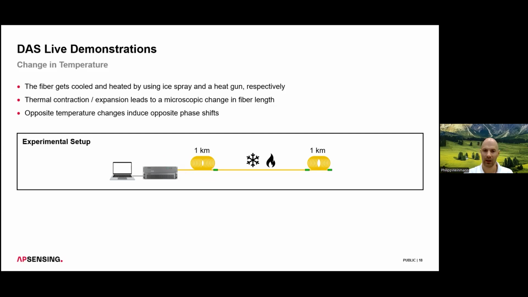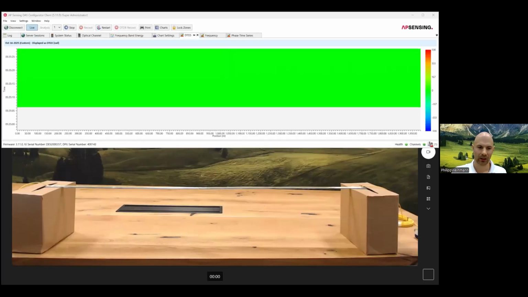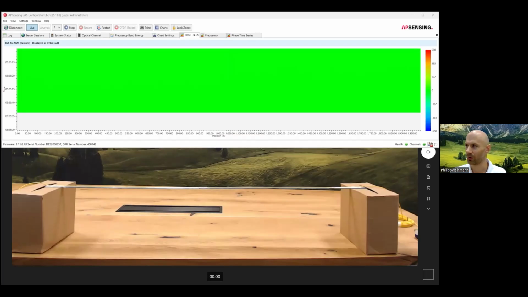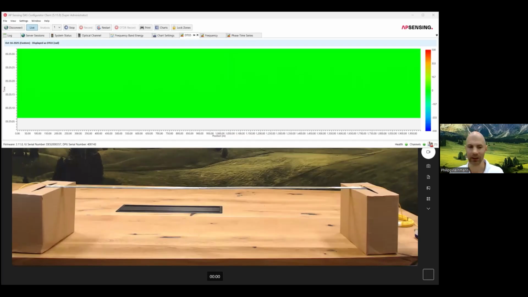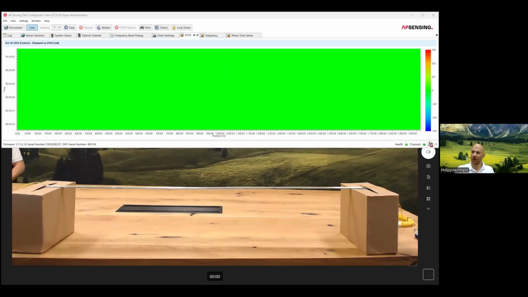So to do that, I need to start the measurement, and then I need to share my screen with you. All right, you should see my screen with the waterfall diagram now. Can you confirm this? Yes, I confirm. Okay.